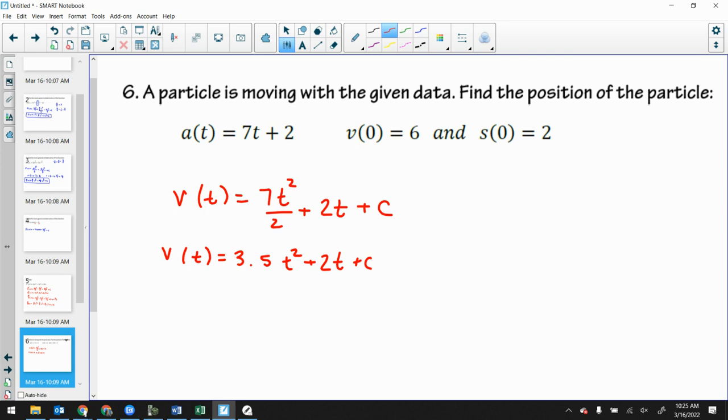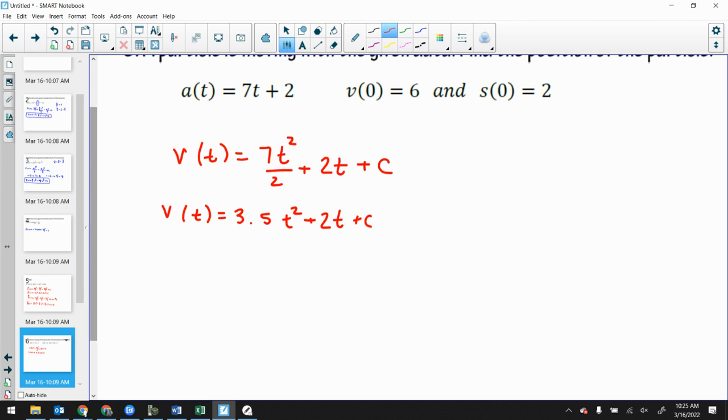Remember that I could give you really any point to get you back to what your constant is going to be, right? I could give you any point. I could give you v of 1 is something. But the nice thing about this is that if I have v of 0, that's going to be 3.5 times 0 squared plus 2 times 0 plus c, right? And we know v of 0 is 6, which is nice. That's going to cancel, so c is equal to 6.